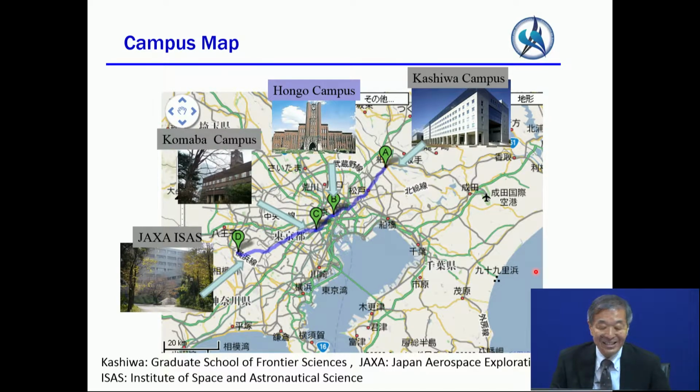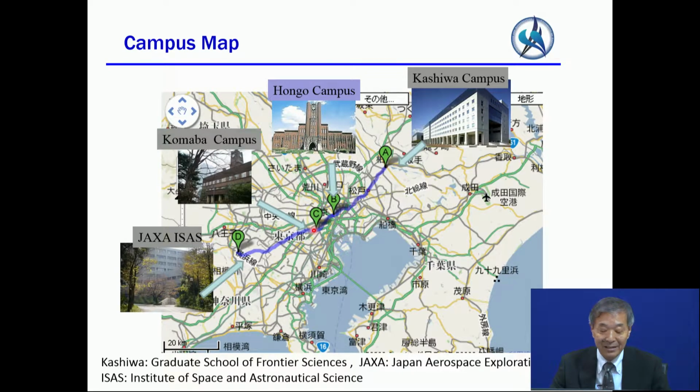This is a campus map of the University of Tokyo. Downtown Tokyo is shown here. My university has 3 campuses. One is the central part, the main campus, the Hongo campus. I'm working here. This is the center of downtown Tokyo. And the second one is the Komaba campus. It's also in downtown, but southwest of the main campus.